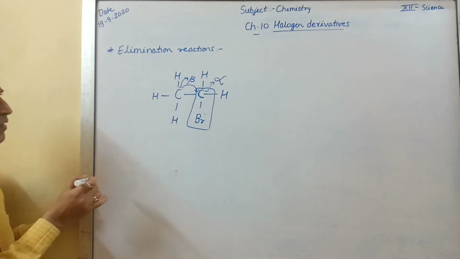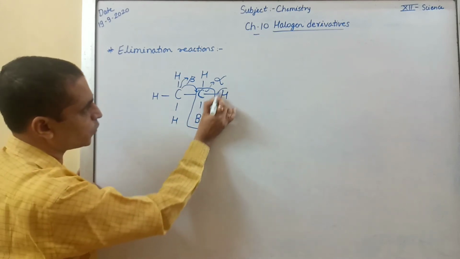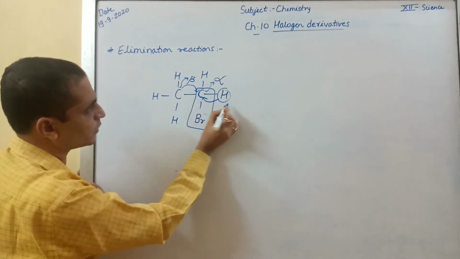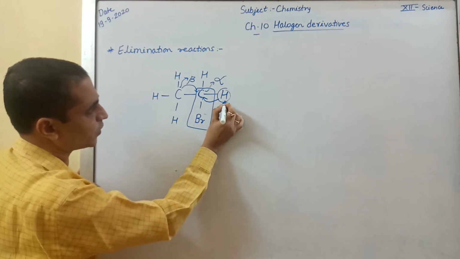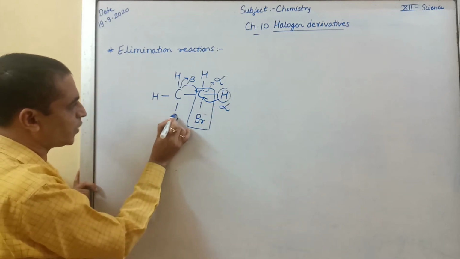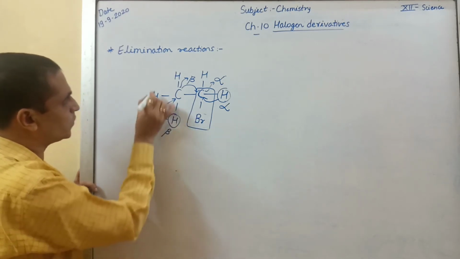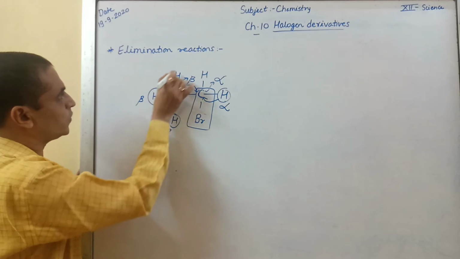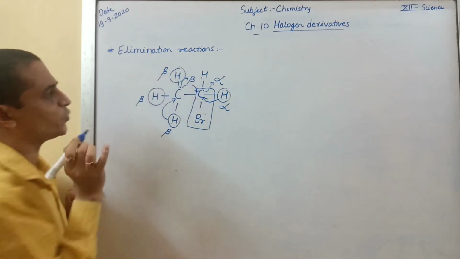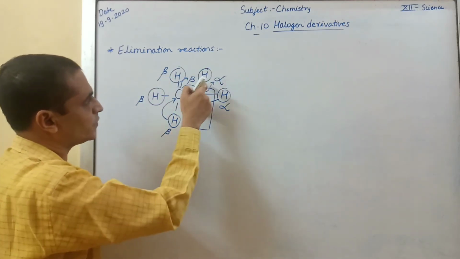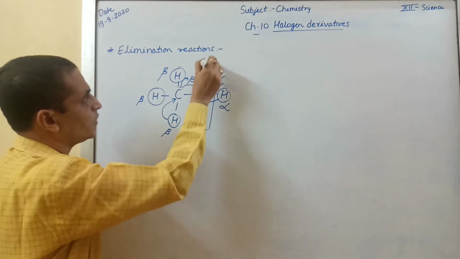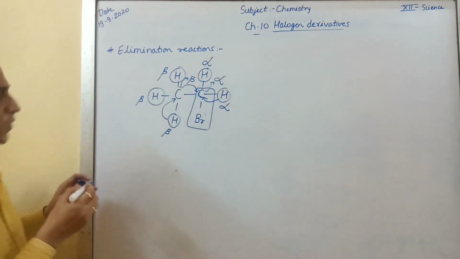Beta carbon atom. Similarly, this hydrogen is attached to this alpha carbon. So it is called as what? Alpha hydrogen atom. And this hydrogen atom is attached to this beta carbon atom. So it is called as what? Beta hydrogen. This one is also beta hydrogen, and this one is also beta hydrogen. And see, this one is attached to the alpha carbon, so it is also alpha hydrogen.